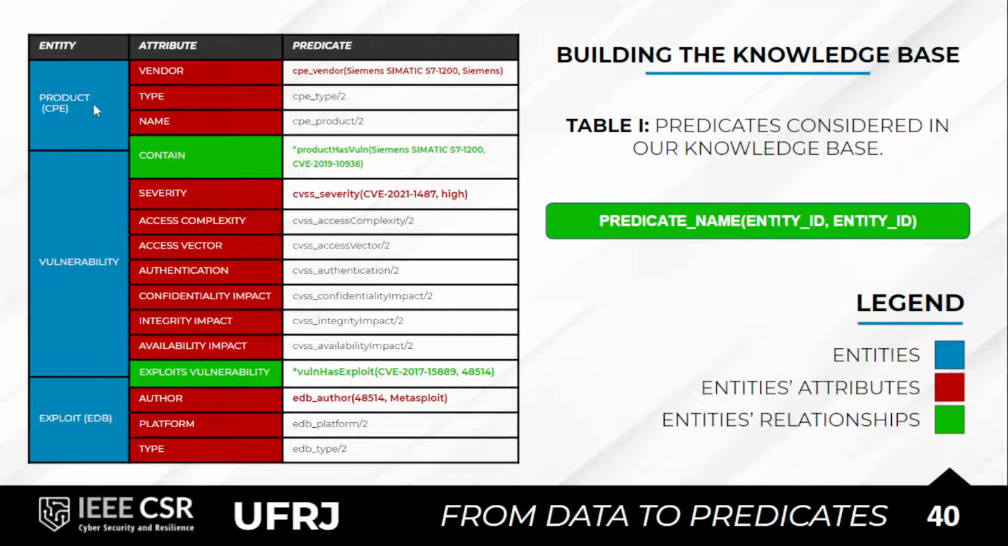Finally, the relationships between products and the vulnerabilities and between vulnerabilities and exploits gave rise to predicates of the form predicate name, entity ID, entity ID. Let's take the relationships between products and vulnerabilities as an example, and we would then have something like product has vulnerability, Siemens Simatic S7-1200, with the ID of the vulnerability.